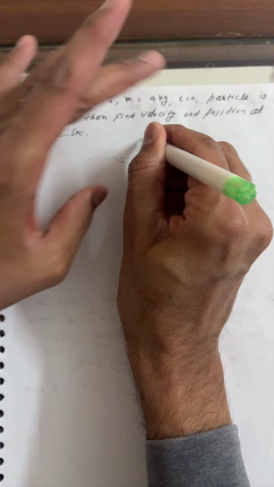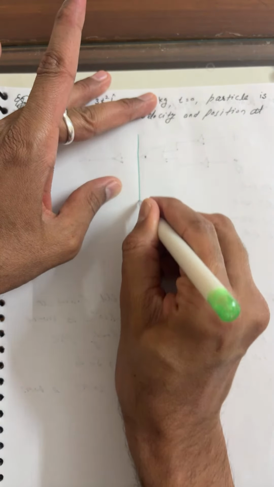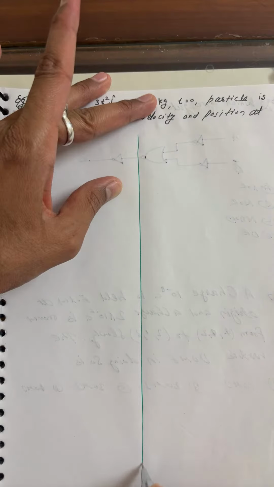The next question is that force is given as 4 T cube I cap minus 3 T square J cap. Mass is given, that is 4 kilogram. At time zero the particle is at the origin. Then find the velocity and position at T equals 2 seconds. Students, it's a very easy question; you have to apply the basic concept of kinematics in 1D. I'll separate so that I can solve the entire question on a single page. Just go for the solution.